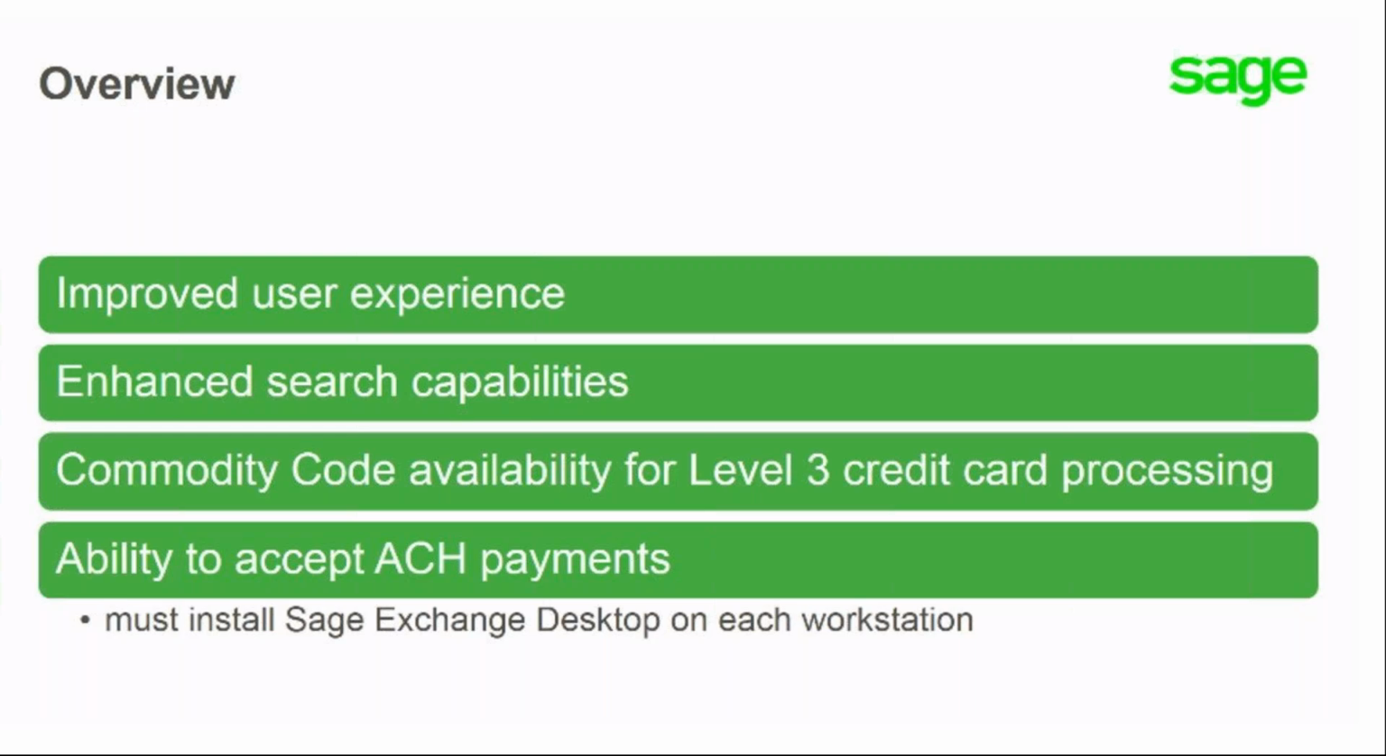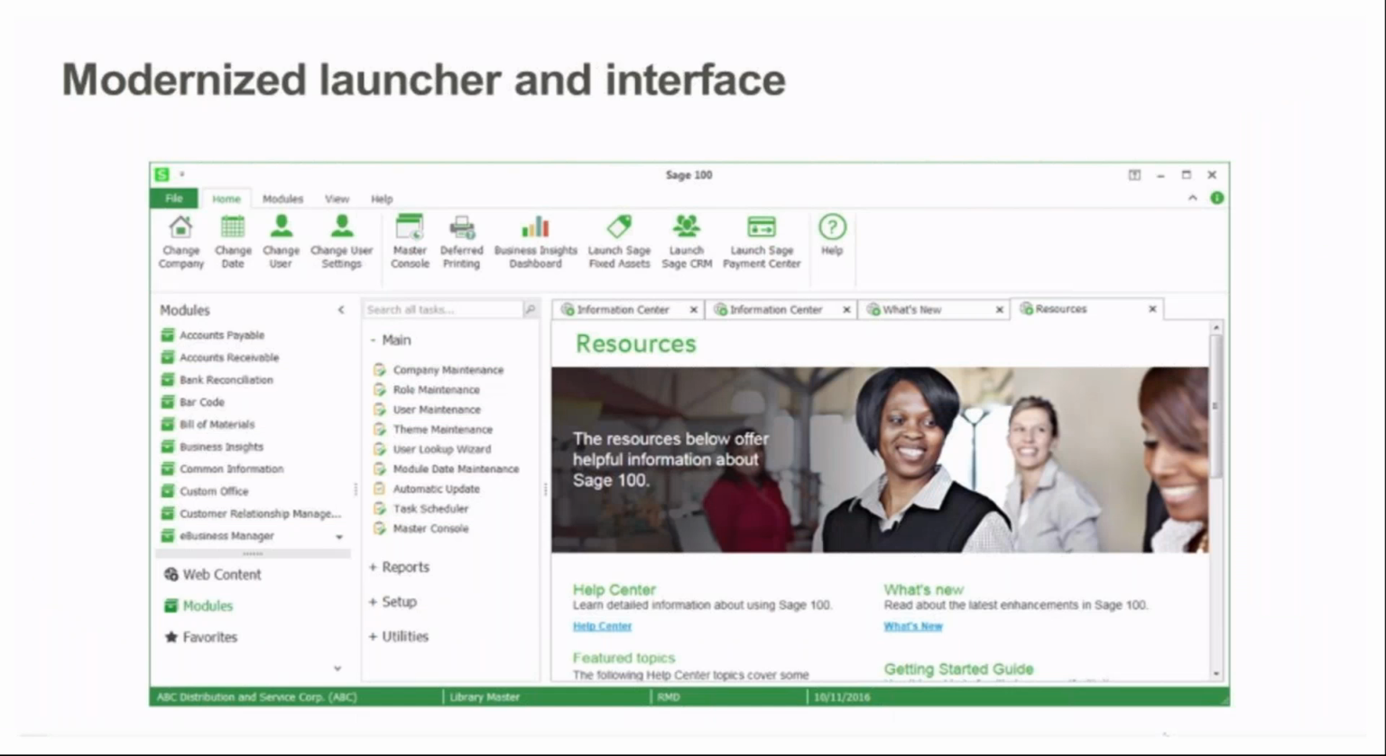The search functionality has been expanded in role maintenance and in lookup windows. You can now maintain a list of commodity codes and associate them with miscellaneous items and inventory items, and commodity codes are included with processing level 3 credit card transactions. And finally, you can now accept ACH payments from your customers in accounts receivable and sales order transactions. You will need to install the Sage Exchange desktop on each of the workstations that will be processing the ACH payment.